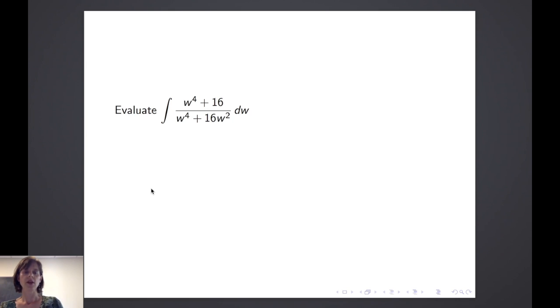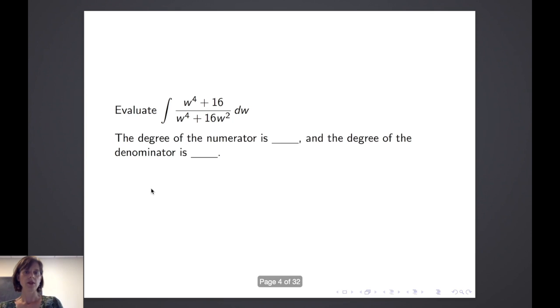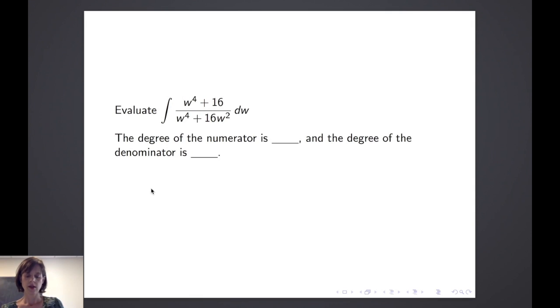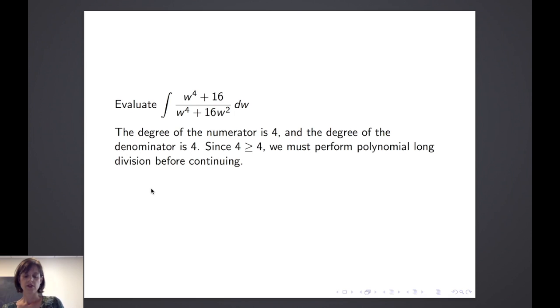Suppose we'd like to evaluate the integral of w to the 4th plus 16 divided by w to the 4th plus 16w squared dw. The first thing we need to consider is to look at the degree of the numerator and compare it to the degree of the denominator. When we consider the degree of the numerator, we look at the highest power of w, in which case 4. The highest power of w in the denominator is also 4. Since the degree of the numerator is the same as or greater than the degree of the denominator, we must perform polynomial long division before continuing.